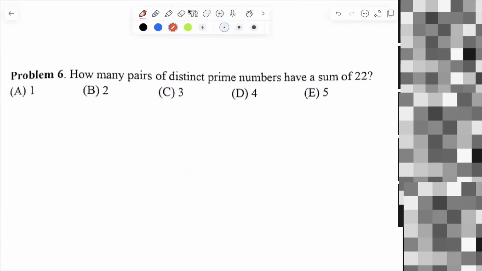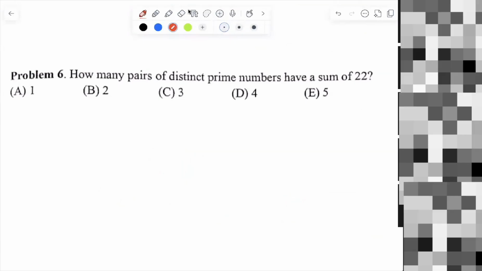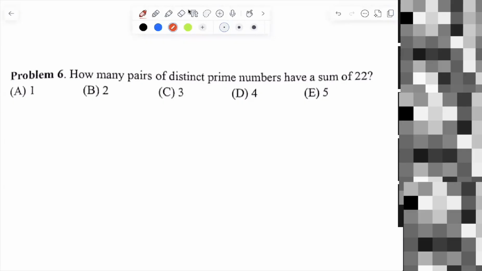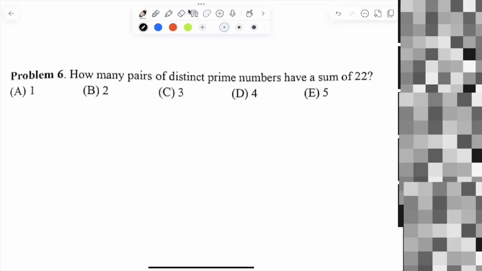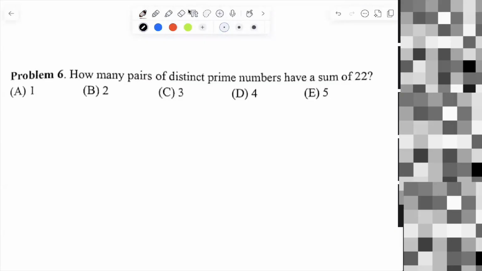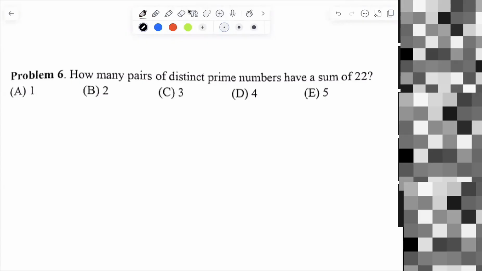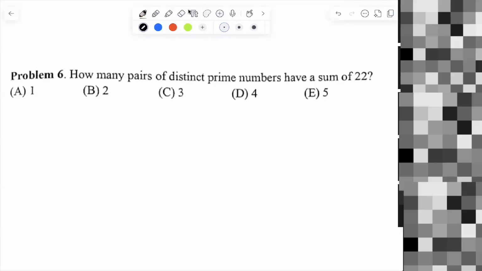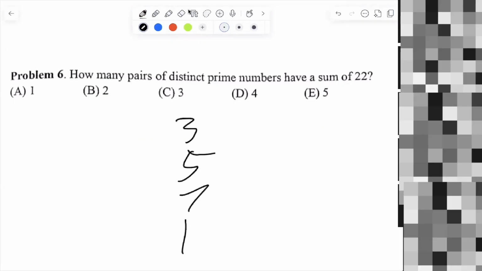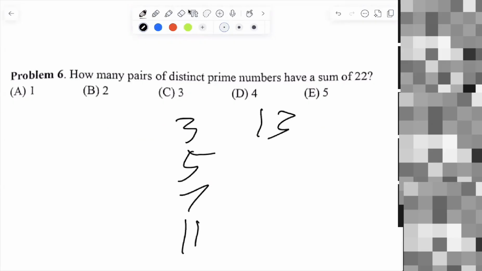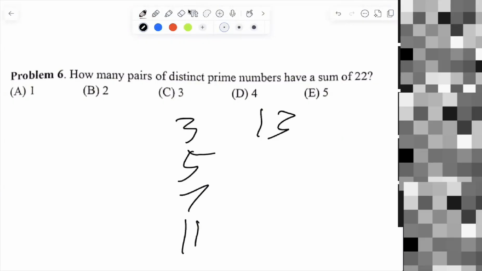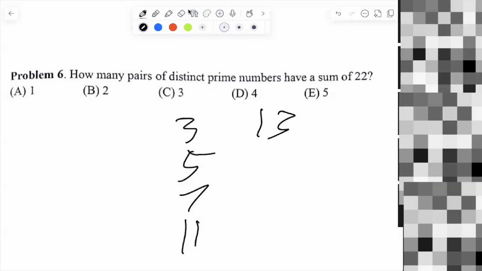Now it just comes down to casework. We can easily list every single prime number that's less than or equal to 22. Let's list out the ones that we need, since we can do 3 plus 19, which is equal to 22, but that's the same as 19 plus 3 equal to 22. So let's start: 3, 5, 7, 11, 13, and then we'll stop, because 15 is just going to be 7's partner. So we're going to start.